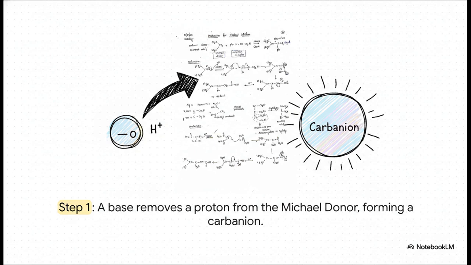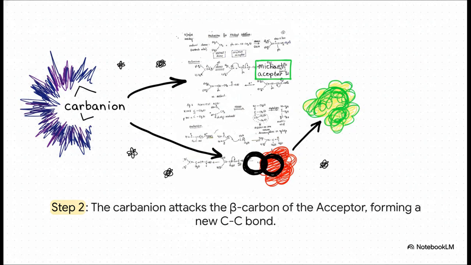So now our attacker is officially armed and ready to go. And here we go, step 2. This is the main event, the CC attack. That carbanion we just made goes right ahead and attacks the electron-poor beta carbon on our Michael acceptor. And in that instant, boom, a brand new carbon-carbon single bond is made. This right here is the whole point of the reaction. It's the most critical step.